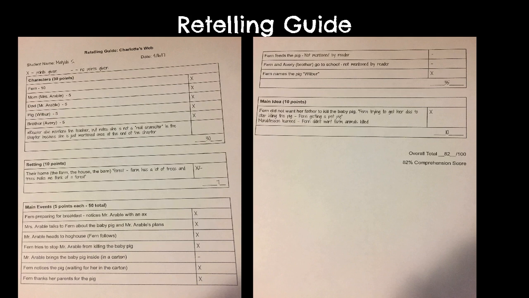Overall, I scored MJ 82 out of 100, or an 82% comprehension score. She was able to give a sequential retell without prompting, but she did leave out several details until I gave her more opportunities with those open-ended questions.